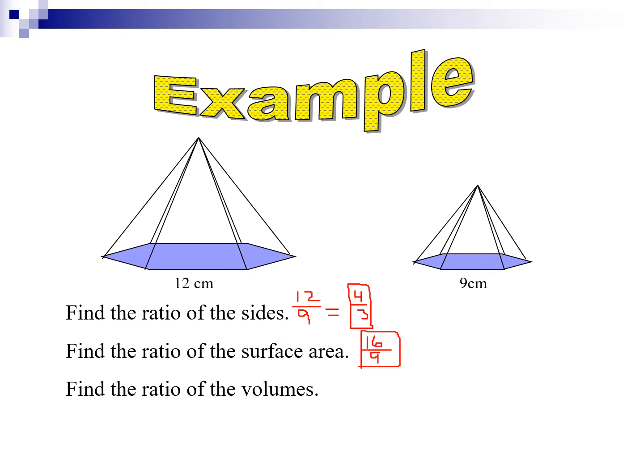And then to find the ratio of their volumes, you cube your original answer. 4 times 4 times 4 is 64. And then 3 times 3 times 3 is 27.